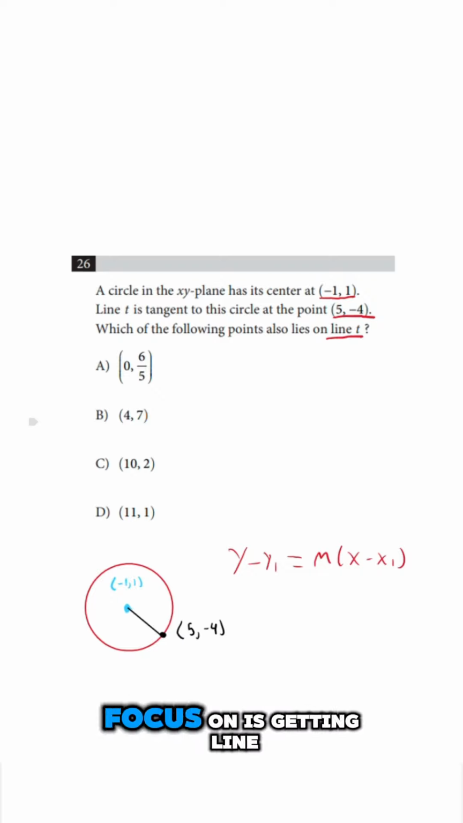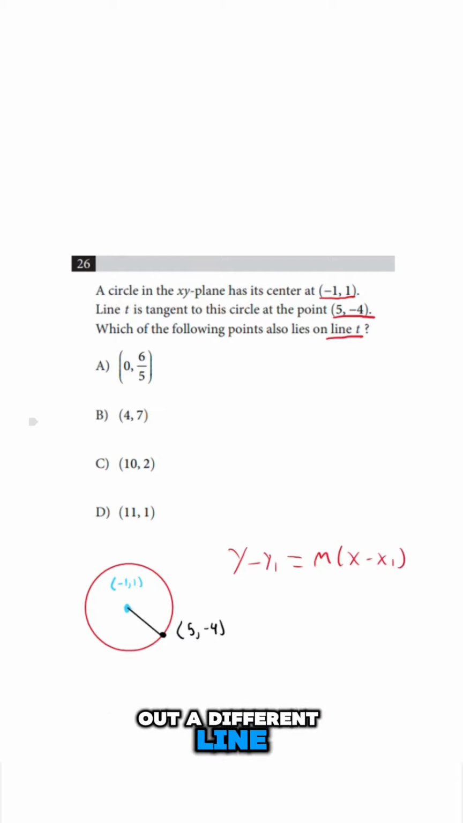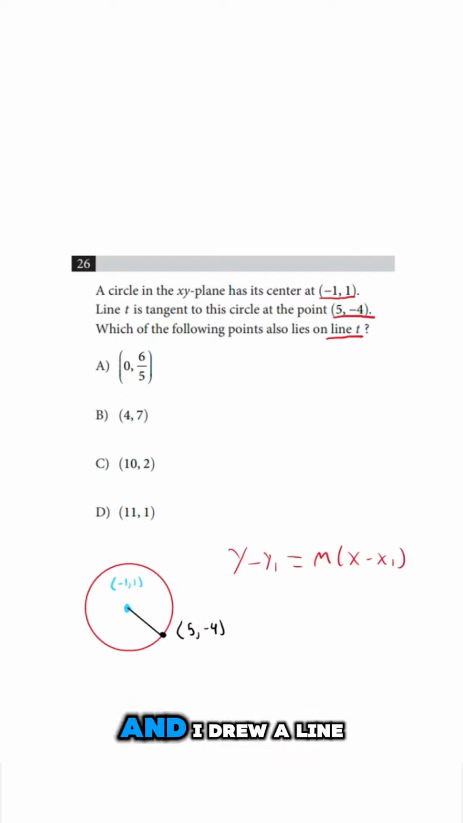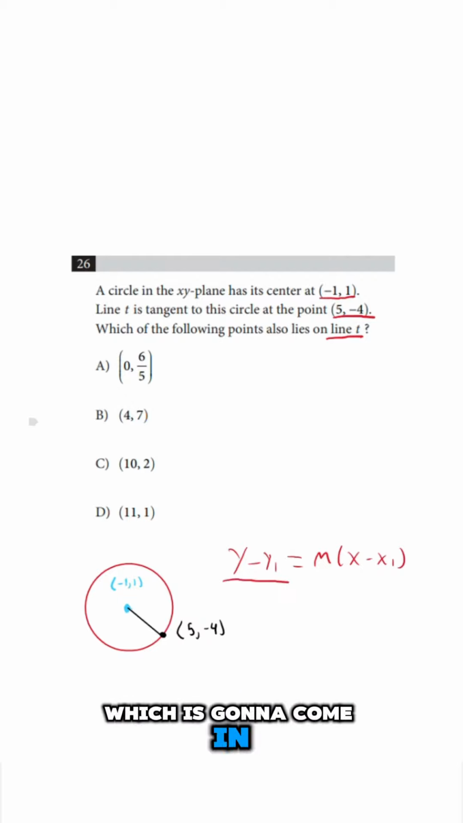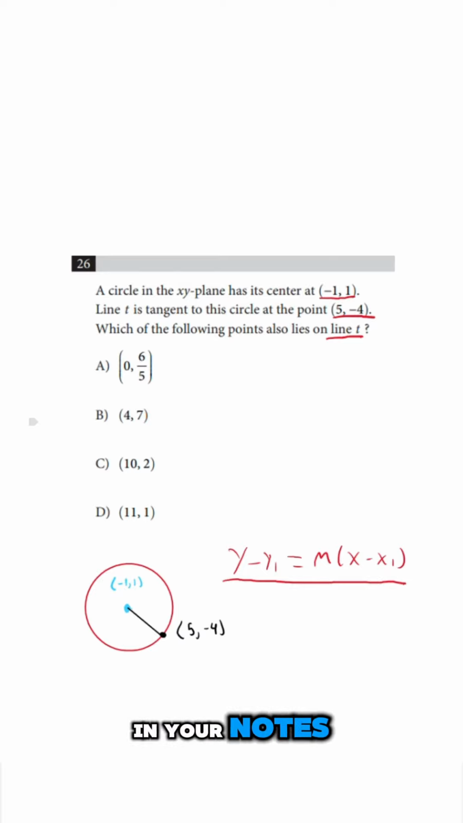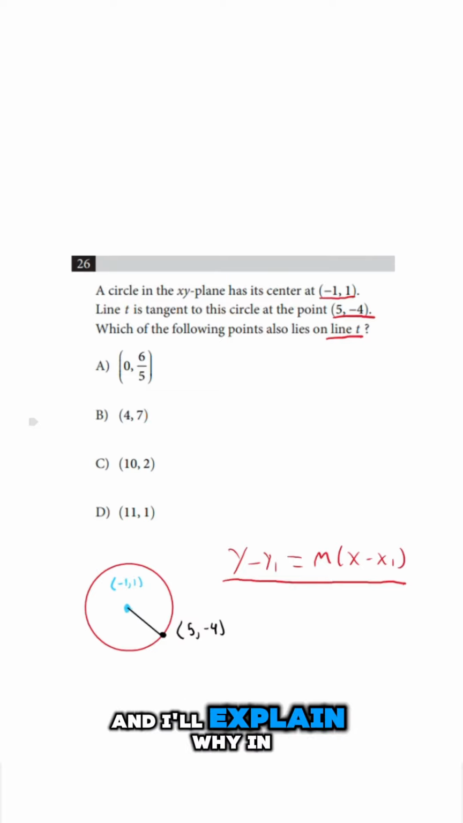The first thing that we want to focus on is getting line T. And in order to do that, I actually need to figure out a different line, which is why I drew the circle at the bottom, and I drew a line connecting the 2 points that we have, and this formula right here, which is going to come in useful, and you should put in your notes. So we're going to look at the line that I drew, right? I want to find out what the slope is of that, and I'll explain why in a second.